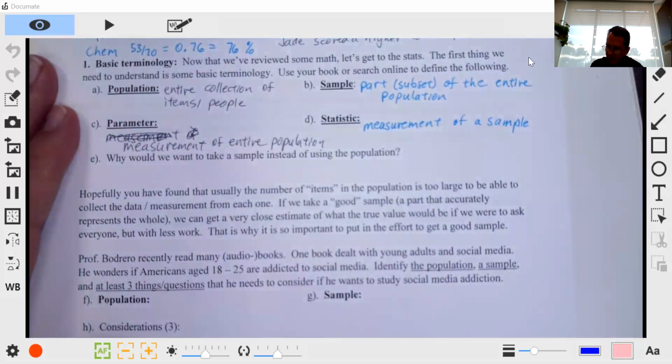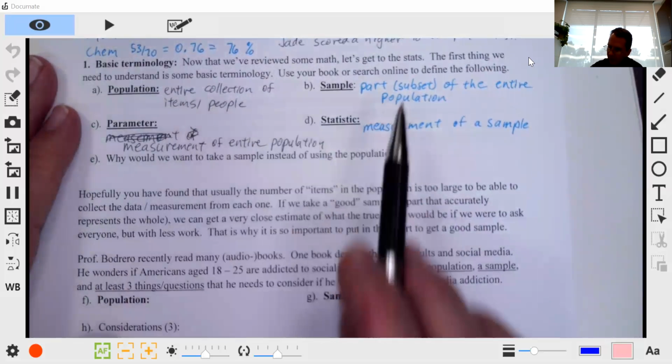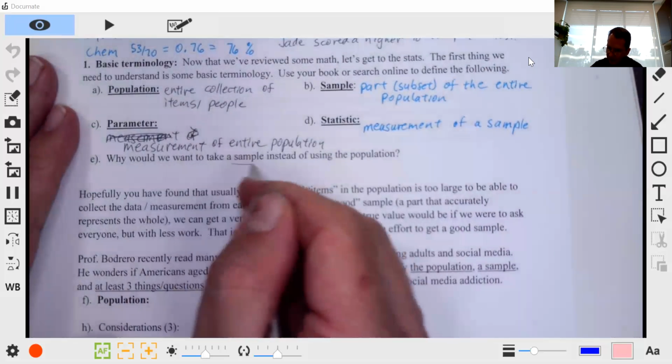And why do we talk about samples? If we could get the entire population, we'd have an exact answer. If we only take part of the population, our answer is not going to be exact. It'll only be approximate or close, but not exact. So why should we take samples?